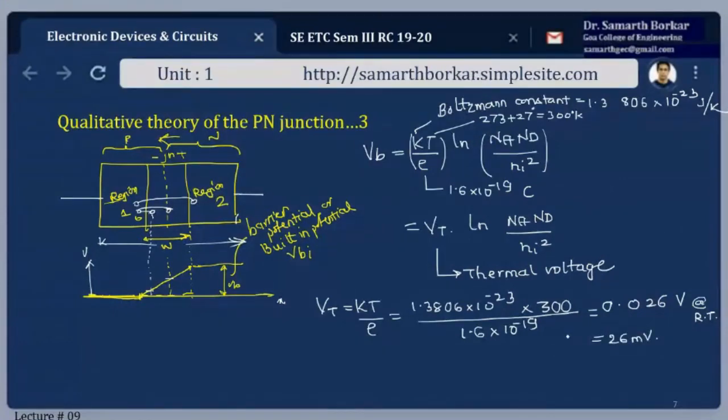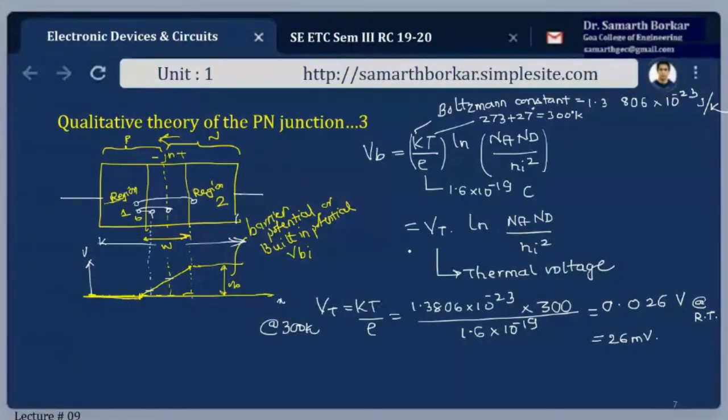So whenever in the problem statement you have the words room temperature and you are told to find out the value of VB, don't substitute k and T by e every time. You can straight away write this as 26 millivolts. This is for temperature T equals 300 degree Kelvin.